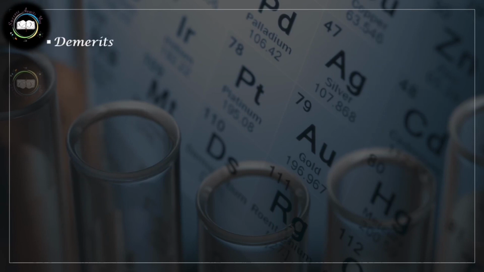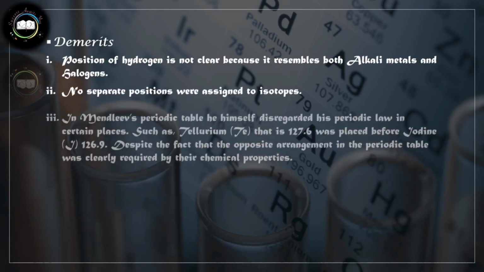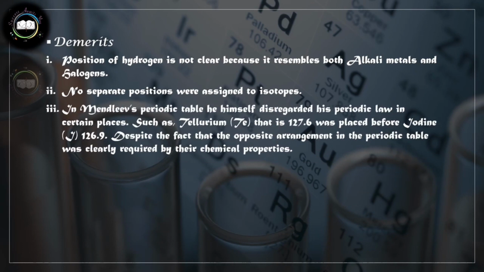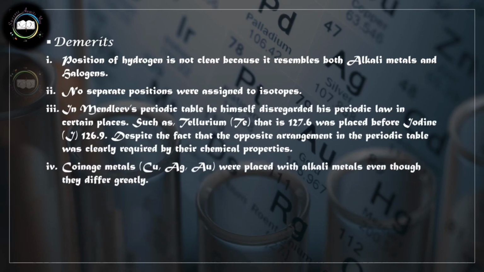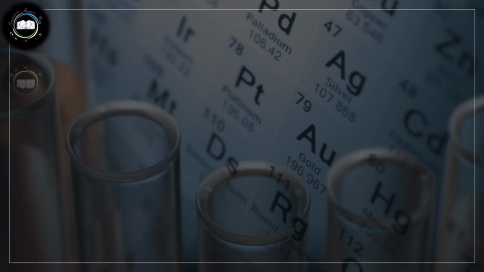There were also some demerits, such as the position of hydrogen is not clear. Isotopes weren't assigned separate places. Mendeleev himself disregarded his periodic law in certain places. For example, tellurium 127.6 was placed before iodine 126.9. Dissimilar elements such as coinage metals, copper, silver, gold were placed along with alkali metals.